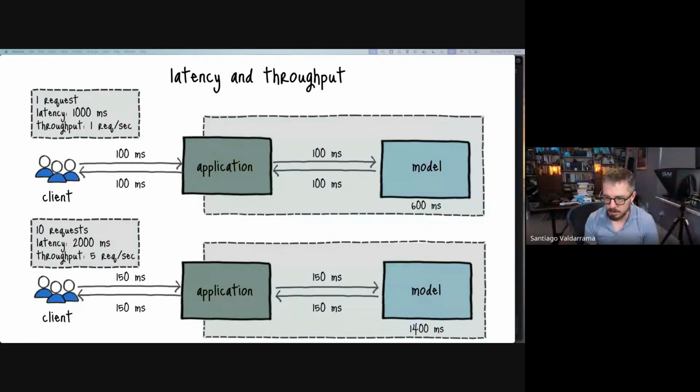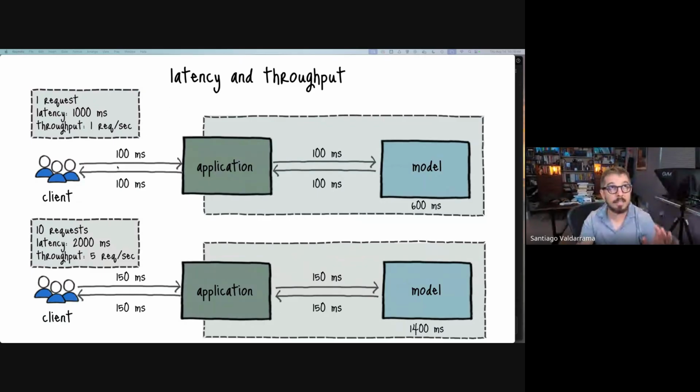This is not a concept of machine learning. It just happens to affect us, just like it affects everyone else that is building products. So latency is the time it takes for a query to go to the server and come back with an answer. That's it. So how long are we actually waiting for an answer? That's latency. Throughput is how many answers can we get in a given amount of time? How many questions can we answer in a given amount of time? They're related, but they're not the same.